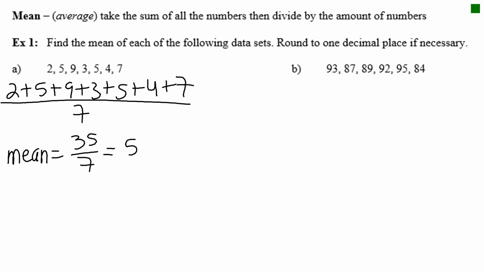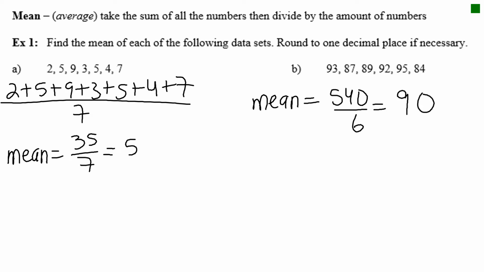All right. For the next example, we're doing the same thing. We're going to add them all up, and then we're going to divide by how many. Okay. So when you add them all up, you're going to get a sum of 540 divided by the 6 numbers that there are. It's going to give you a final mean answer of 90. Okay. For neither one of these did we have to round because we got whole numbers as final answers.